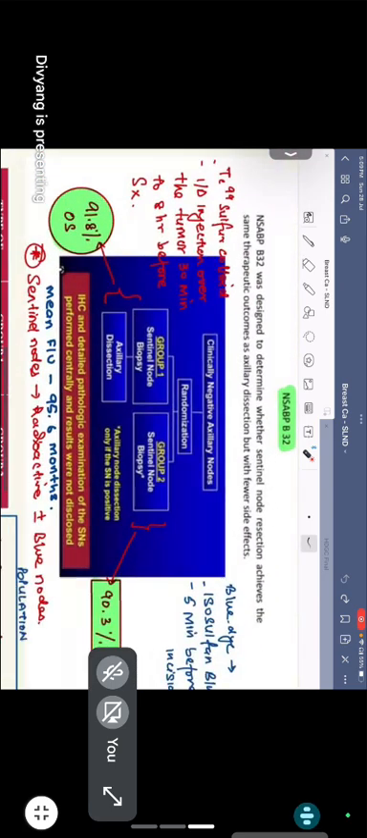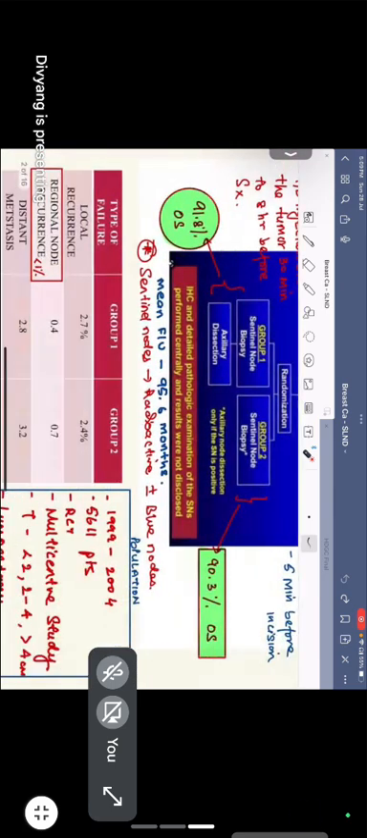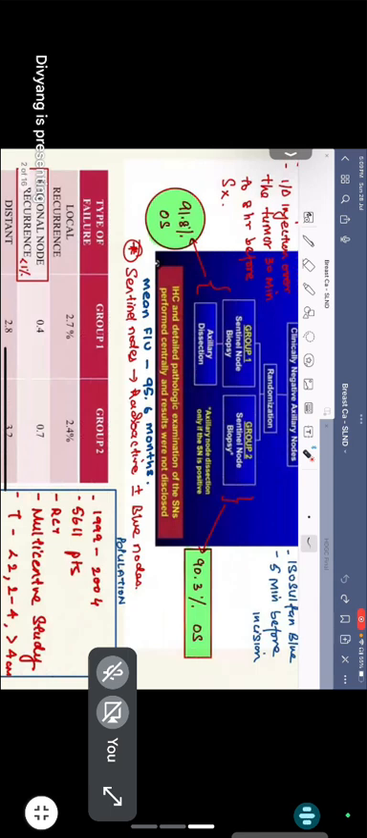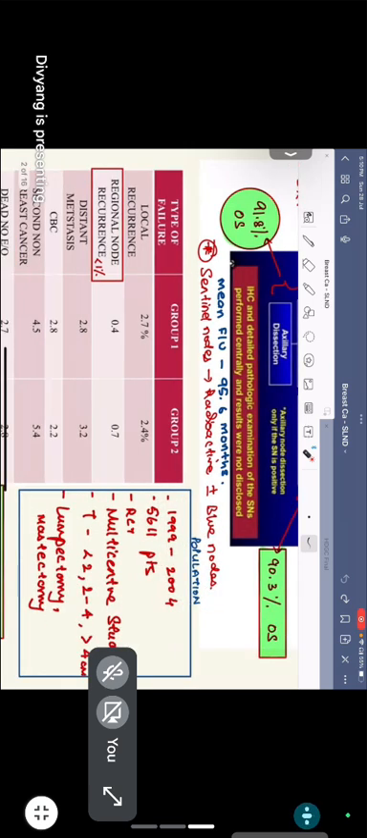NSABP B-32 we have to discuss. So the population of this trial was, over a period of 6 years, recruitment of approximately 5,600 patients. It was a multi-centric study. The females had tumors which were segregated according to size, less than 2, 2 to 4, and more than 4. Surgery performed was lumpectomy and mastectomy both. So population was 5,000 plus patients.